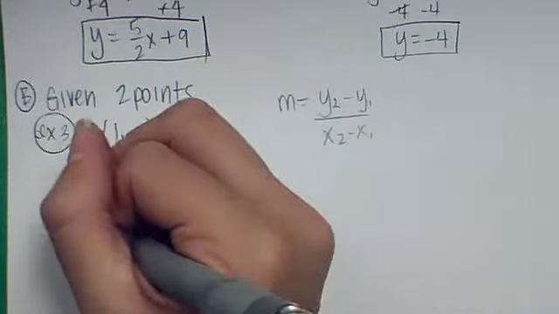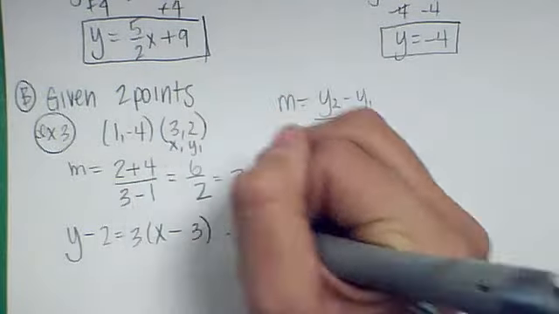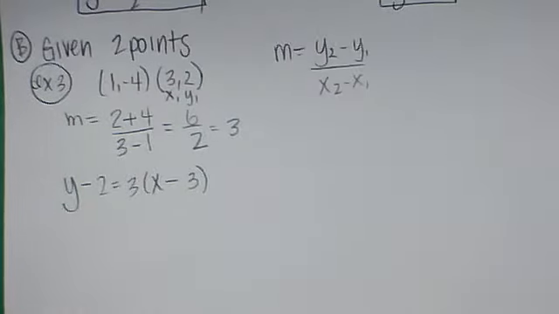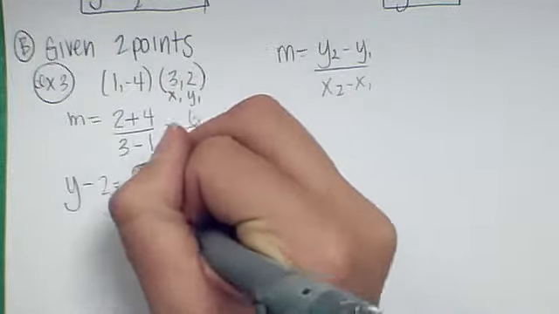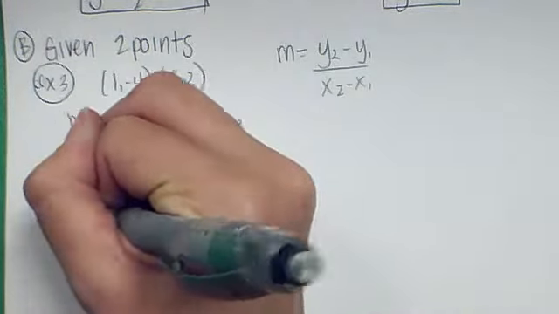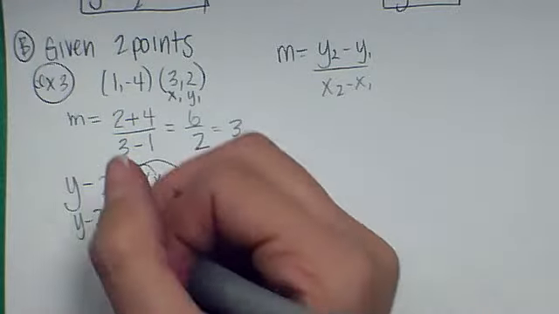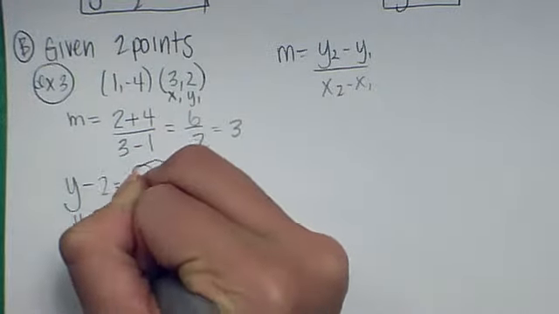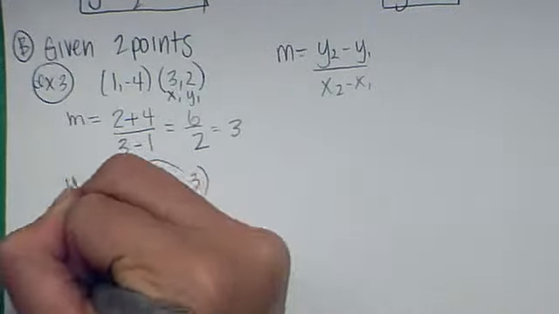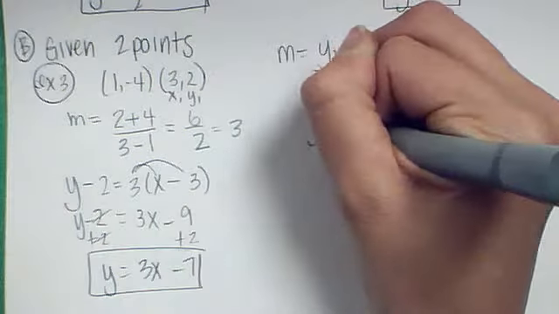Y minus 2 equals 3 times x minus 3. And now it's just like what I did before. I'm going to distribute. 3 times x is 3x. 3 times negative 3 is negative 9. And just pull that y minus 2 down. And then to get y by itself, I'm going to add 2 to both sides. And y will be equal to 3x minus 7. And that was it for example 3, excuse me.